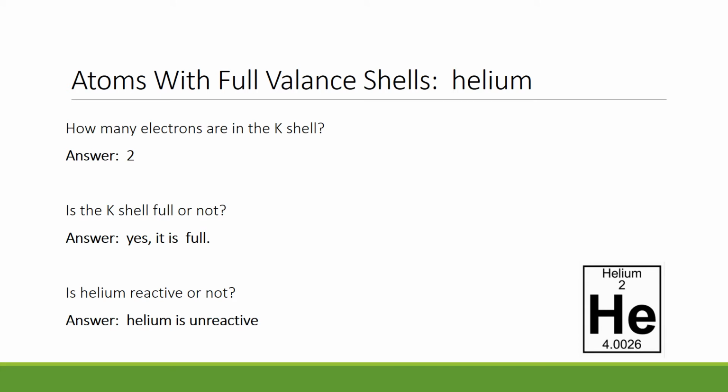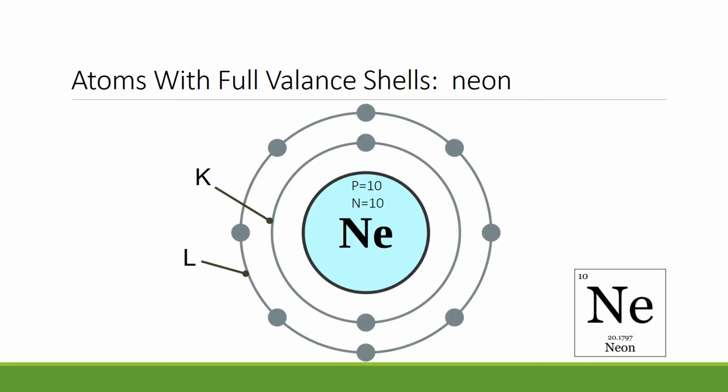So if we look at the example on the last slide, how many electrons are in the K shell? And the answer is there were 2. So is the K shell full or not full? And the answer is yes, it is full, because remember, the K shell holds a maximum of 2 electrons. The third question is helium reactive or unreactive?